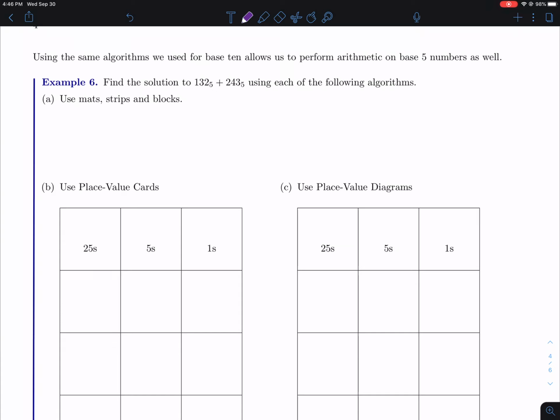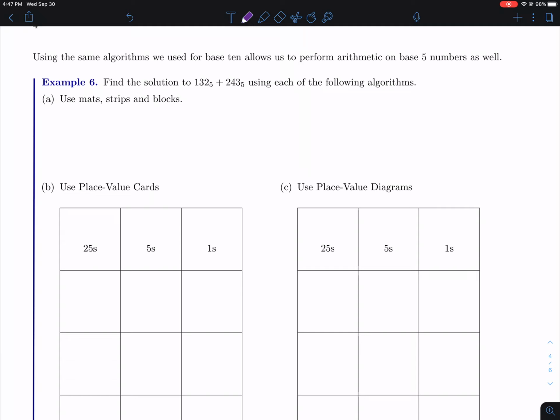All right. So hopefully everybody did a good job of practicing going from base 10 to base 5 and base 5 to base 10. So now, using the same things that we learned for base 10 addition, we can use that same model to do base 5 addition.